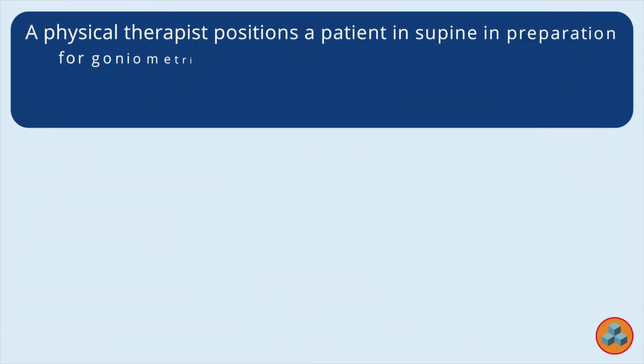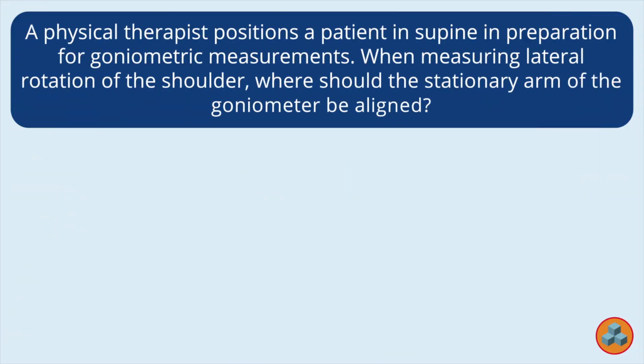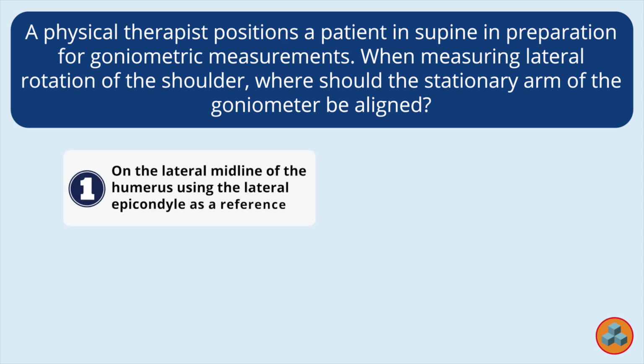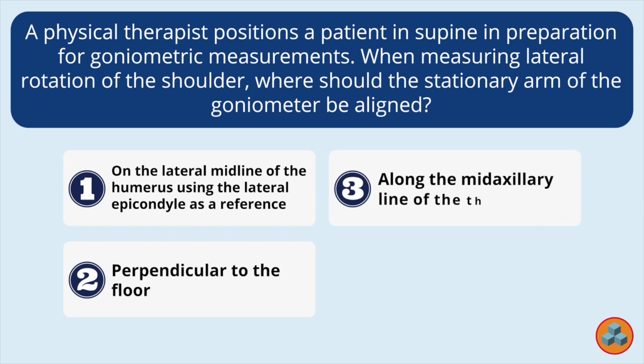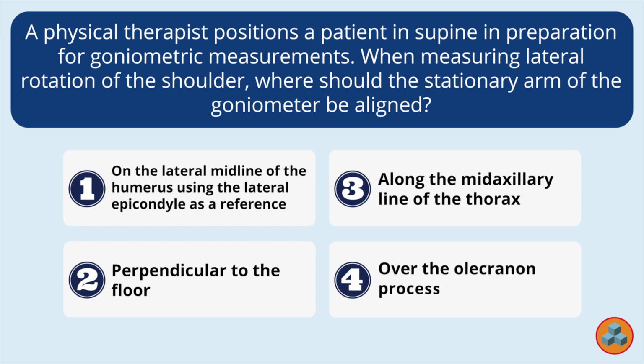A physical therapist positions a patient supine in preparation for goniometric measurements. When measuring lateral rotation of the shoulder, where should the stationary arm of the goniometer be aligned? Option 1, on the lateral midline of the humerus using the lateral epicondyle as a reference. Option 2, perpendicular to the floor. Option 3, along the midaxillary line of the thorax. Option 4, over the olecranon process.